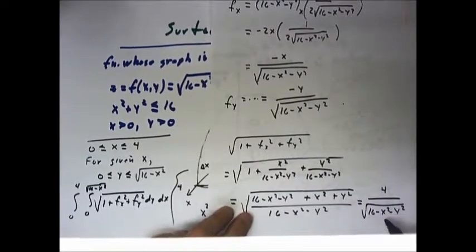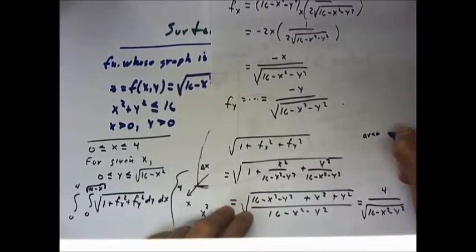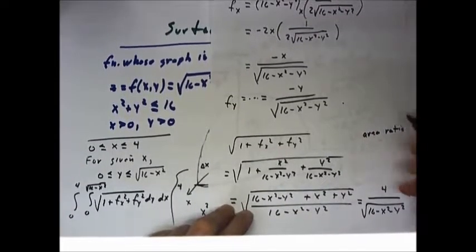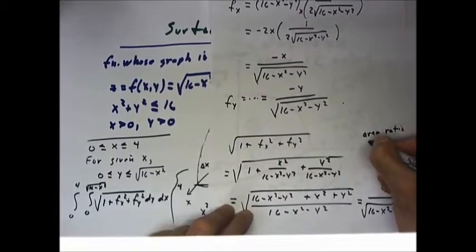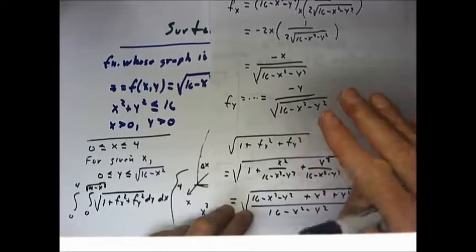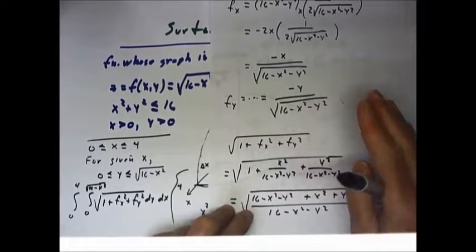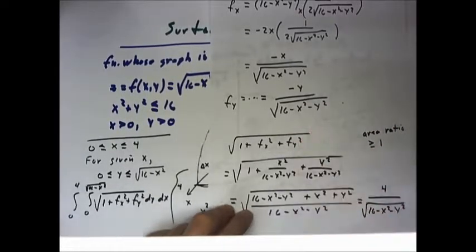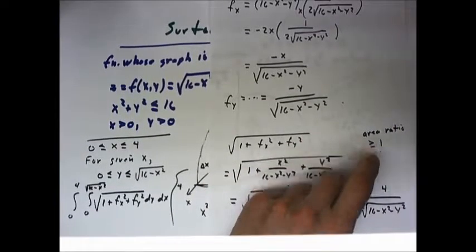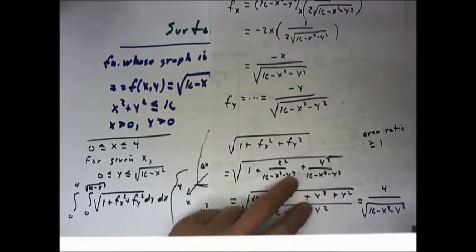Now, just to think briefly about this expression, this is the area ratio. That's the ratio of the area above the region of the xy plane to the area of the xy plane. That area ratio has to be greater than or equal to 1, because you can't have less area above the region than you have in the region. If the region above is at an angle with respect to the region below, then you can have an area ratio greater than 1, but you can't have less area above than you have in the xy plane.